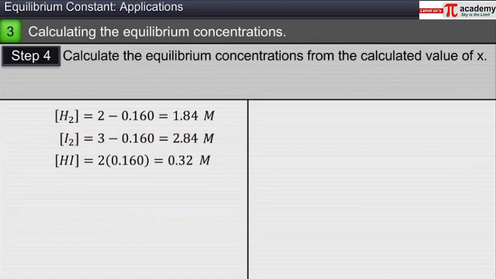And finally, the equilibrium concentration of hydrogen iodide will be equal to 2 multiplied by 0.160. This is equal to 0.32 moles per liter.